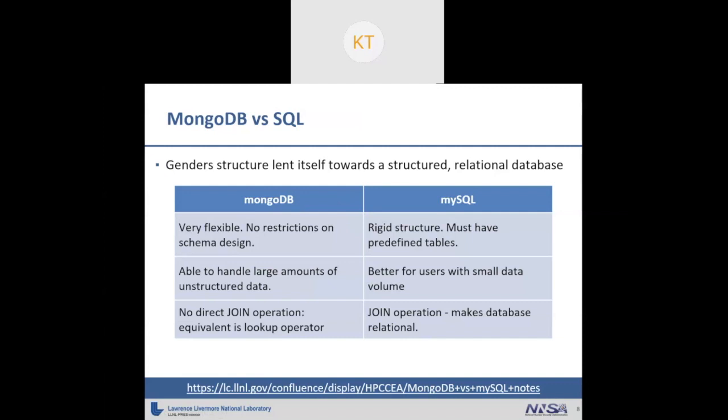For these reasons, we decided to use MySQL because of the innate simplicity and rigidity of the genders structure. It makes it easily visualized as a relational schema. There's not an enormous amount of information in the genders files, so the advantage MongoDB has was not really useful for this purpose.